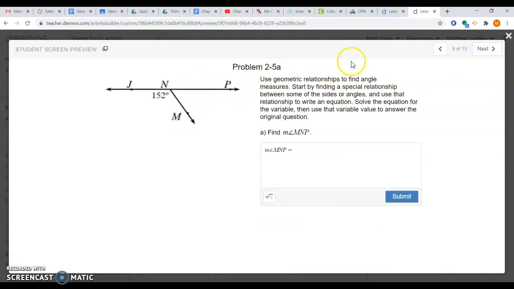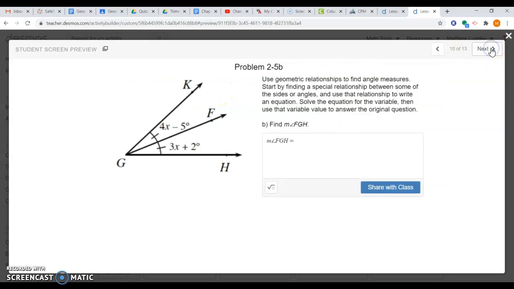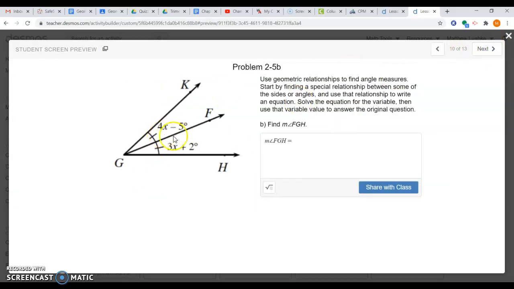Now we have practice here at the end. You can see that we have supplementary angles here, and so you need to find out what the angle of M and P is, because we have a supplementary relationship here. Okay, so it's practice with supplementary. Here we have practice with congruent angles, because this portion down here is congruent to the portion up here. And you're going to have to solve for x, and then plug x back in to find f, g, h.